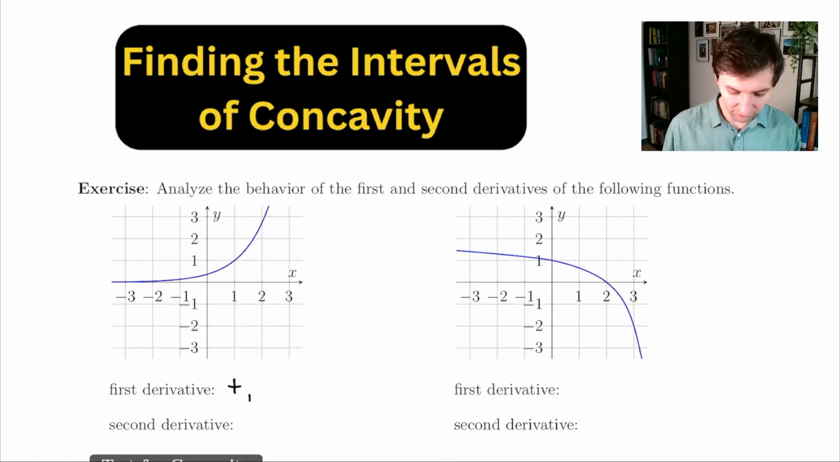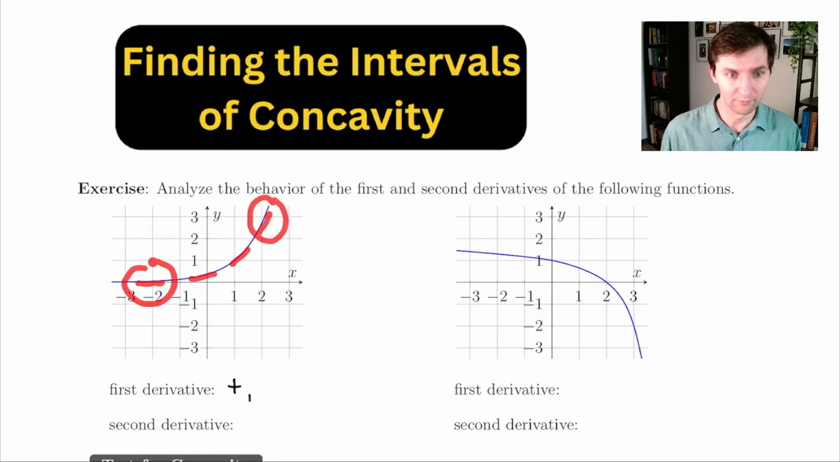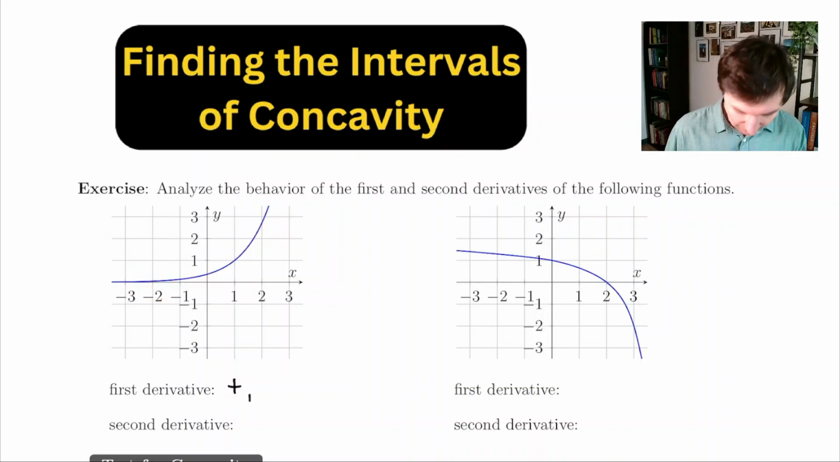What's more, if you draw a few tangent lines, you will realize that their slopes get bigger and bigger. The last tangent line I drew is definitely steeper than the first one that I drew. This means that the slopes get bigger and bigger, which is equivalent to saying that the first derivative is getting bigger and bigger. The first derivative is increasing.